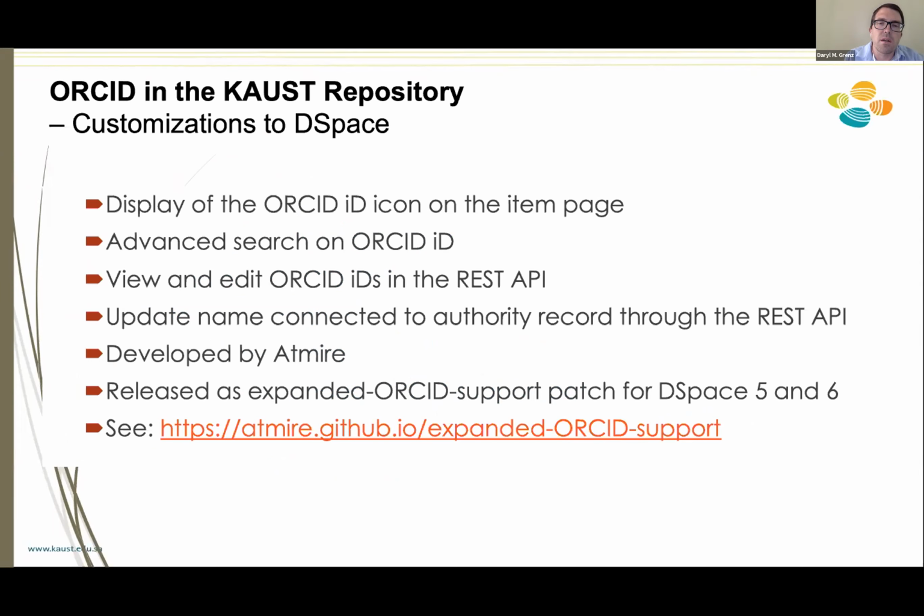So the first part that we have is the customizations to the main DSpace, for DSpace 5 and 6, and it's released as a patch. One of the effects of installing this is that the ORCID ID icon would display next to the author name on an item page, which isn't in the default for DSpace. It also allows search by ORCID ID and management of the ORCID IDs through the REST API, including of the names connected to the ORCID ID in DSpace.